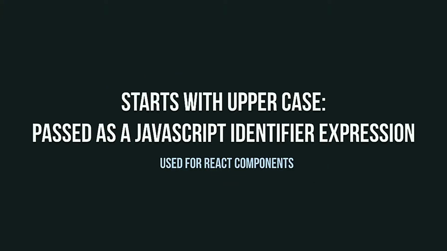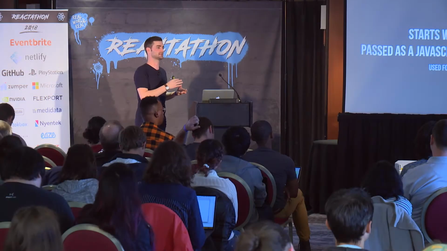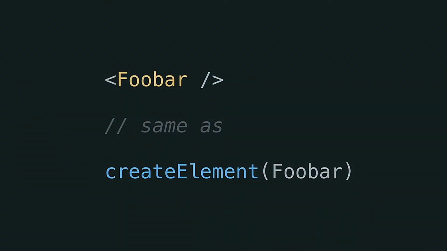The second one is if the JSX tag actually starts with an uppercase letter, that's the only distinction right now, lowercase versus uppercase. Instead, it will get passed as a JavaScript identifier expression. And this is most common for using React elements and stuff like that. What that looks like is if I said capital Foobar, it will get compiled down to createElement with the Foobar. It'll pass in the actual value of whatever Foobar is in that scope. So it's not passing in the string Foobar, it's passing in the actual JavaScript expression Foobar. Don't get super hung up on that though.